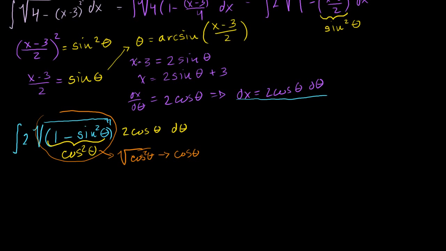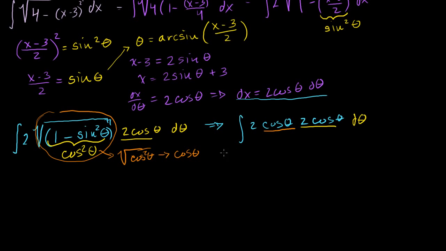So our integral is equal to 2 times the square root of cosine squared of theta, so that's just 2 times cosine of theta, times 2 times cosine of theta. That's that one right there. This is this, and all of this radical sign, that's this right there. This 1 minus sine squared was cosine squared. Take the radical, you get cosine. And then everything times d theta.